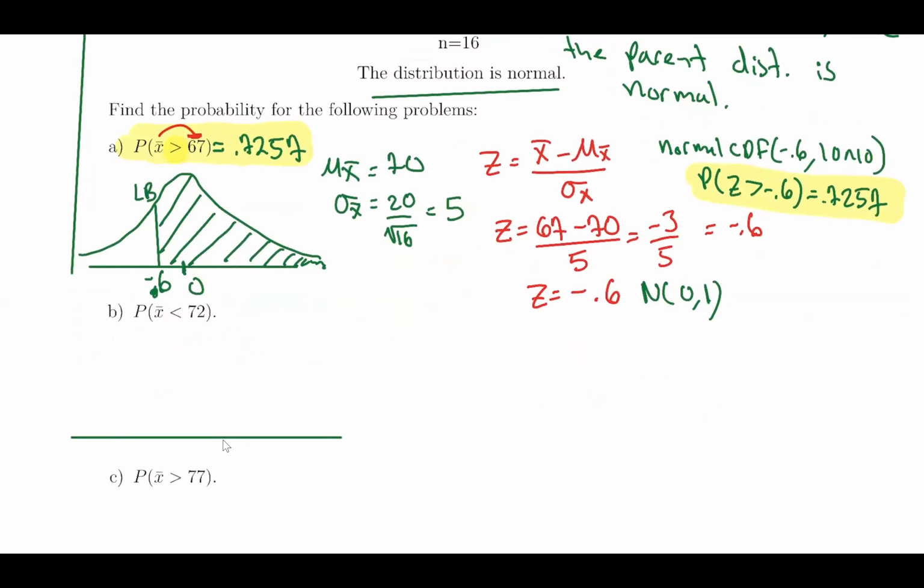So for B, we're gonna go ahead and draw this out. The middle will be 70. So if you look at this problem, we want to find the probability that x bar is less than 72. So if you look at 72, should I put 72 to the left of 70 or should I put it to the right of 70? Cool. Good job. So to the right.